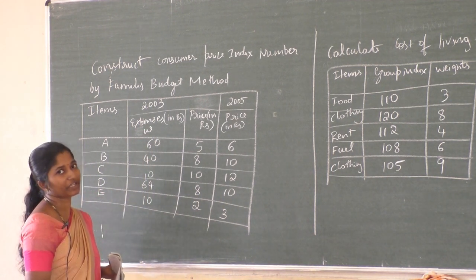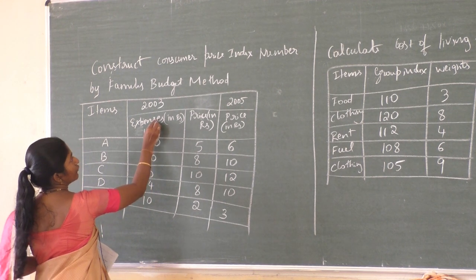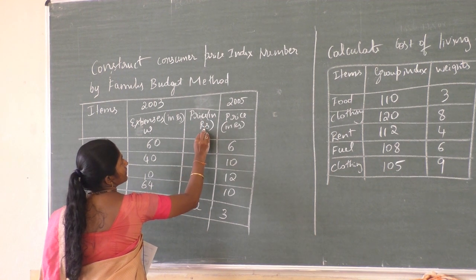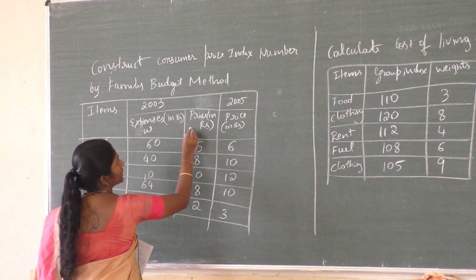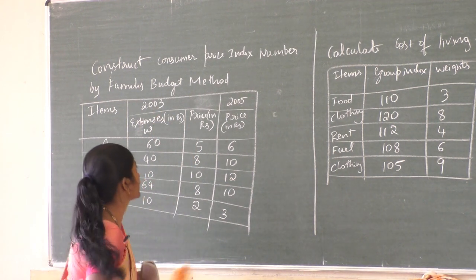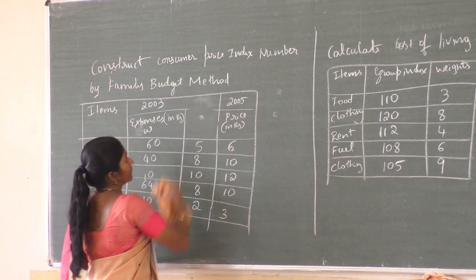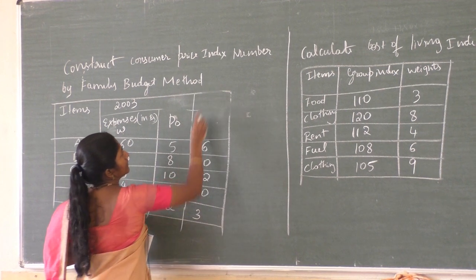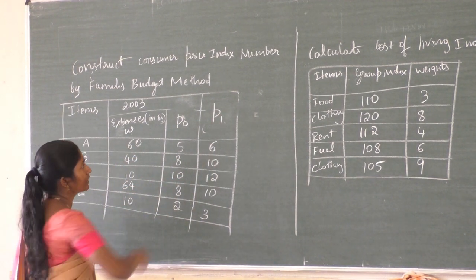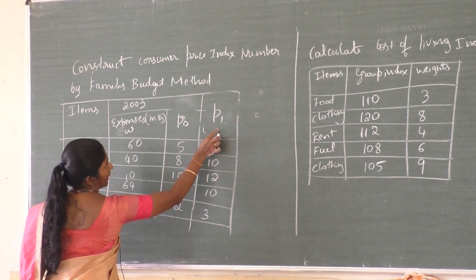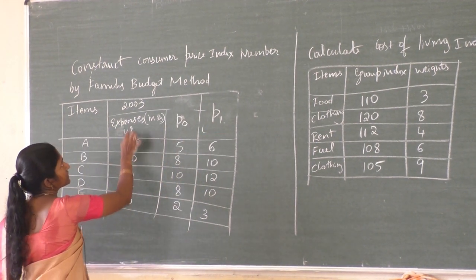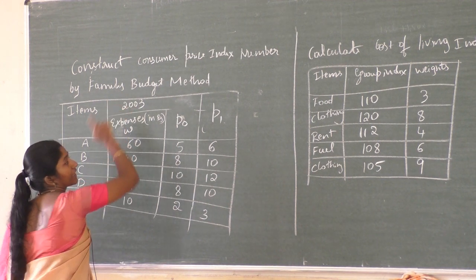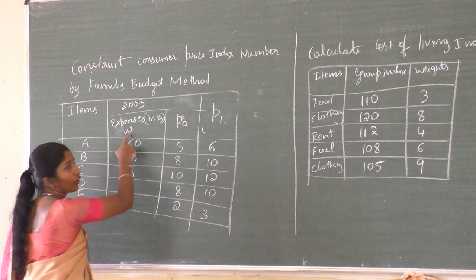Expenditure in the normal period is what is taken in the family budget method. Therefore expenses in the base is W, price in 2003 is P naught, and here 2005 is P1. Now we have the price in the base year and the price in the current year, and since they asked for the family budget method, I have chosen W. If they asked for aggregate expenditure, you would have to take E naught.